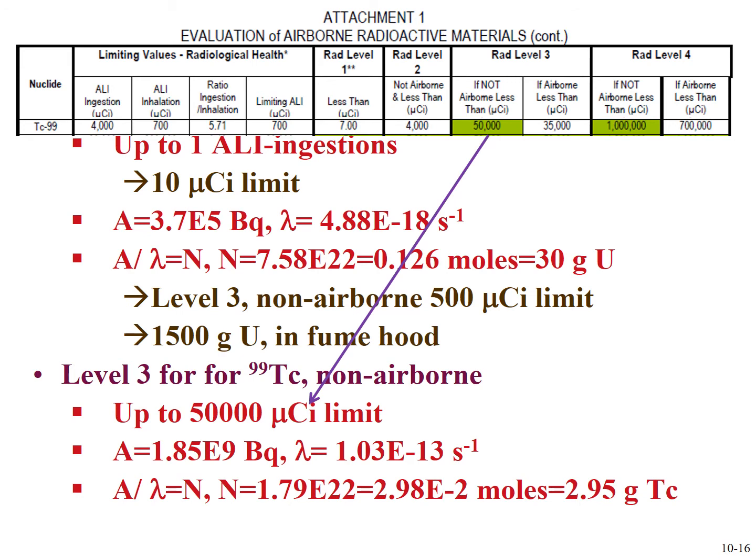So we can see that we have a value of 50,000 microcuries. We run our calculation. We convert that to becquerel. We use the decay constant for technetium-99. We get 1.8 times 10 to the 22 atoms, so many moles, and it actually works out to be about 3 grams of technetium. So we can work with up to 3 grams of technetium in non-airborne condition in our hoods.